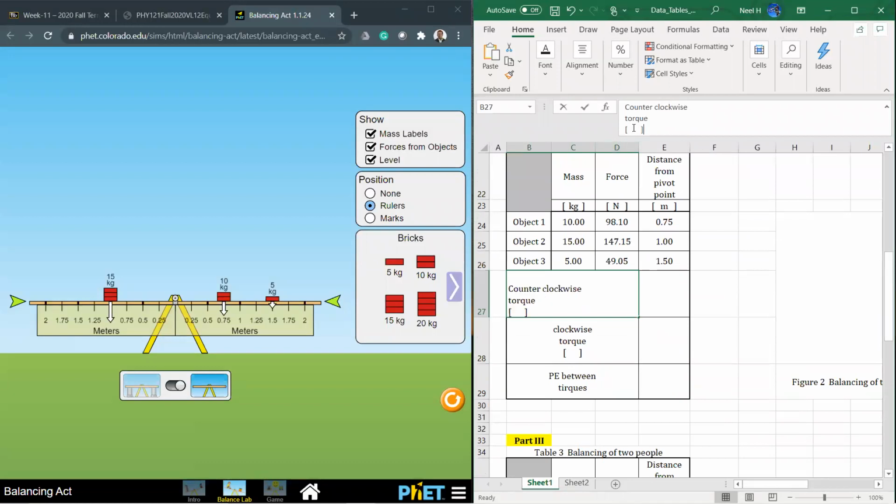Let's do this one again. This is in units of Newton meter. And the direction also, it's better to add here. Counterclockwise torque is positive z direction, right? And the clockwise torque, unit in Newton meters, direction wise, it should be negative z direction.